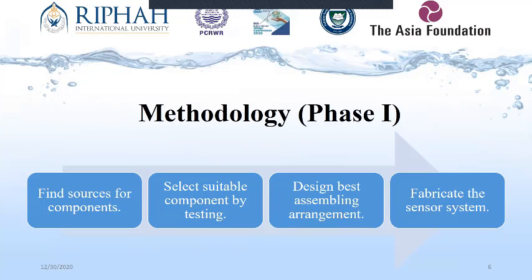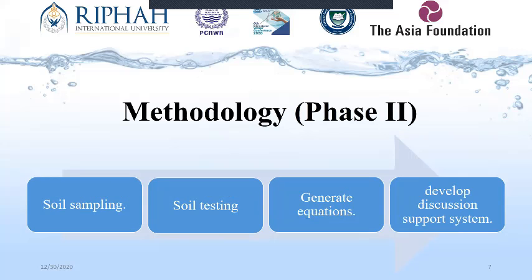For that, we find the sources for components, select suitable components by testing for power and other electronic tests, and then design the best assembling arrangement so we can optimize our power usage and our results, and finally fabricate the sensor and test it on the field. In phase 2, we took soil samples, did soil tests, and then generated calibration equations for different soil types, and then developed a decision support system.